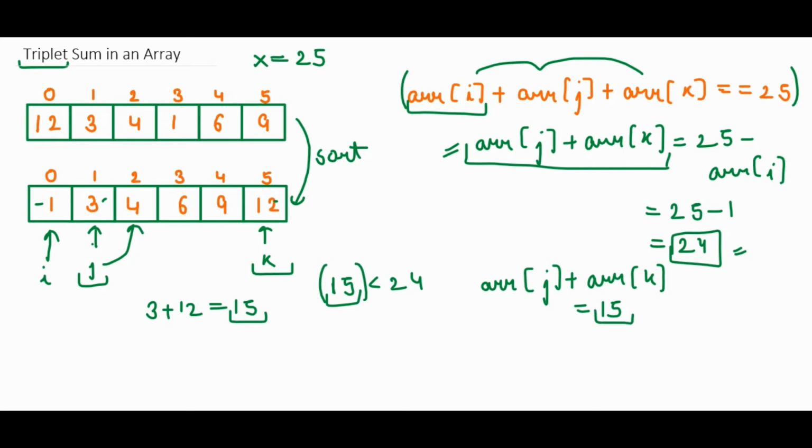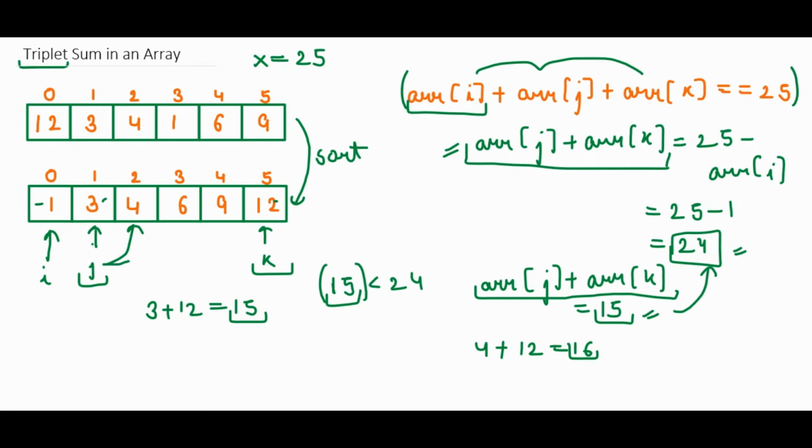Now what we have to do, we will increase our j, because we have to increase this value because we want 24 instead of 15. Let's see. Now our j will point to the second index, which is 4. So now our array of j plus array of k will become 4 plus 12, which is equal to 16, right? Still it is less than 24.